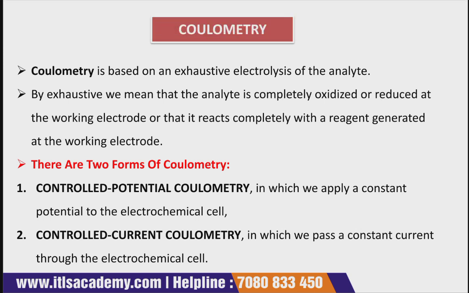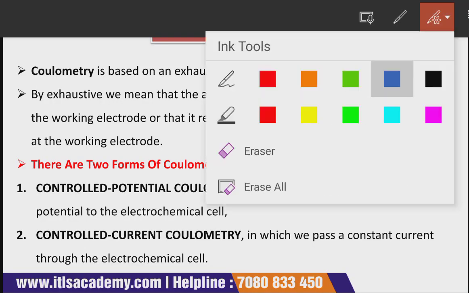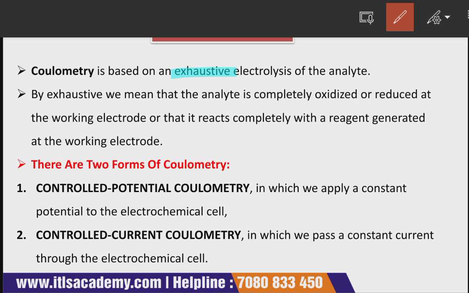Now let's see what is written in this paragraph. According to it, colorimetry is based on an exhaustive electrolysis of the analyte. What do you understand by the word exhaustive? Exhaustive means that the analyte is completely oxidized or completely reduced at the working electrode, or that it reacts completely with a reagent that is generated at the working electrode.